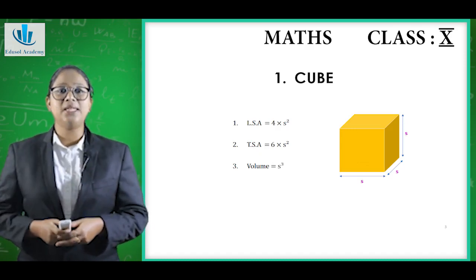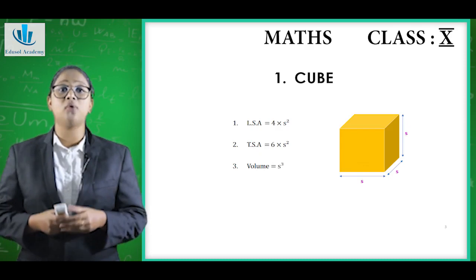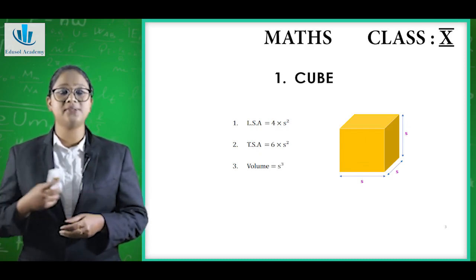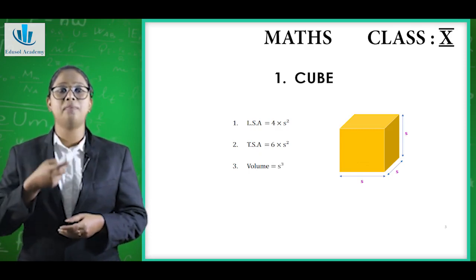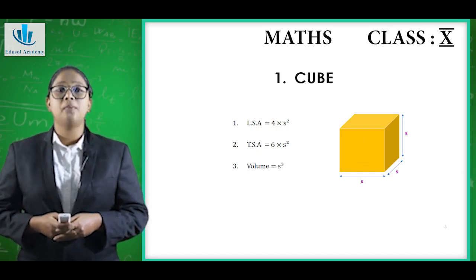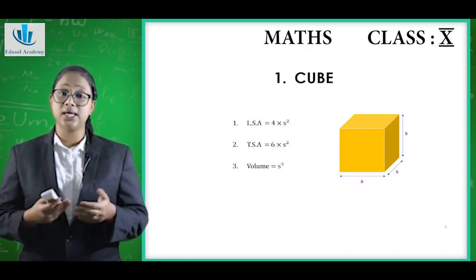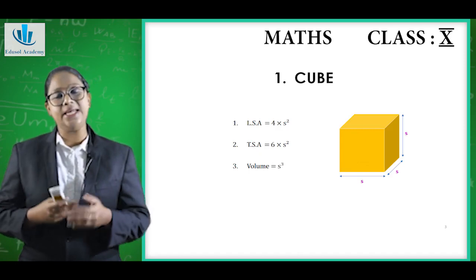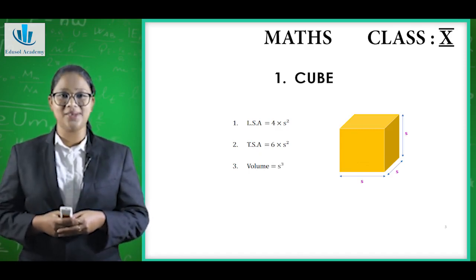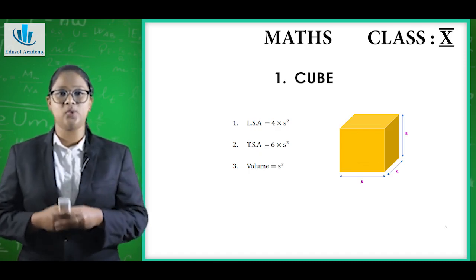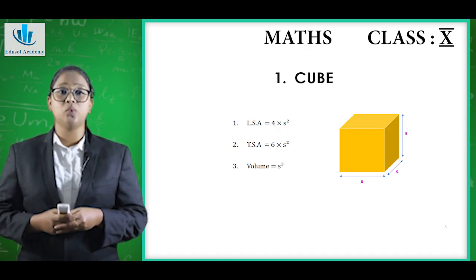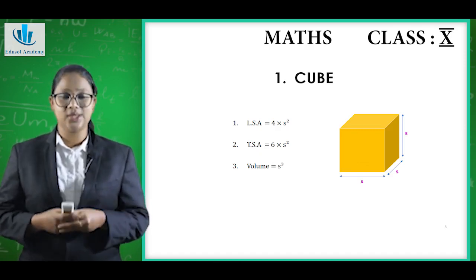That's right. Now, to find total surface area of any solid, all you have to do is add the lateral surface area and the top base area and the bottom base area. For a cube, both top and bottom are again squares with side S. So, we can say that the total surface area of a cube is given by 6 into S square. Moving on to volume. Volume of a cube is given using the equation S cube.